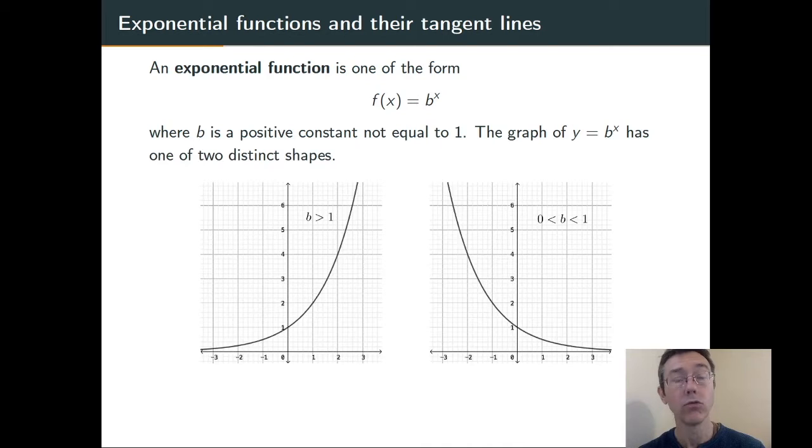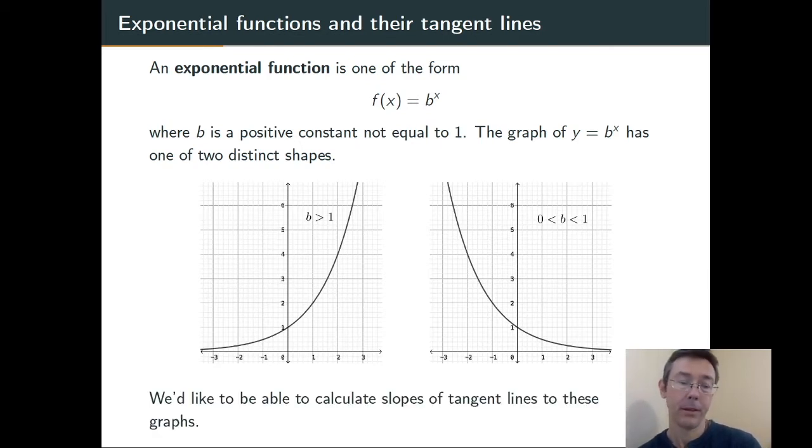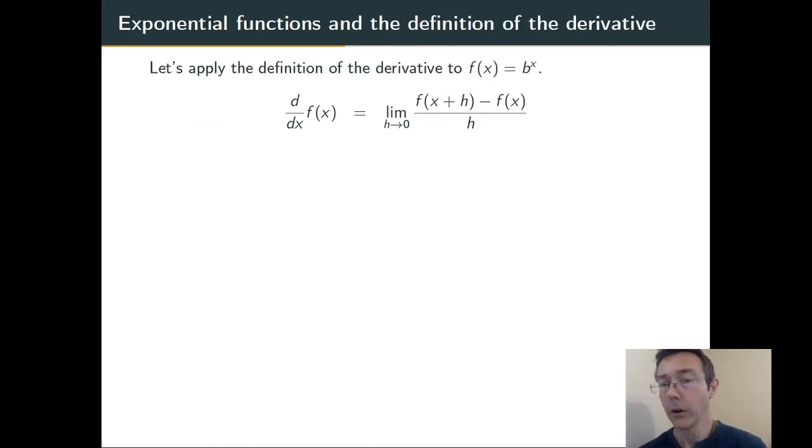Here's what they look like. When b is greater than 1, we get exponential growth. The function goes towards infinity very quickly. When b is between 0 and 1, we get exponential decay. The function decays very quickly towards 0. We want to be able to calculate slopes of tangent lines to these graphs. To start out, we're going to need to use the limit definition of the derivative. Don't worry, we'll get through this part very quickly.